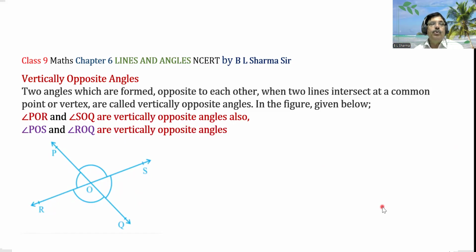ऐसे एंगल्स जब दो लाइंस इंटरसेक्ट करती हैं कॉमन पॉइंट पे तो फोर एंगल्स फॉर्म होते हैं. इनमें ये वर्टिकली अपोजिट एंगल्स होते हैं. लेटर ऑन वी विल प्रूव दैट वर्टिकली अपोजिट एंगल्स आर इक्वल. हम डिस्कस कर रहे हैं बेसिक्स ऑफ दिस चैप्टर.